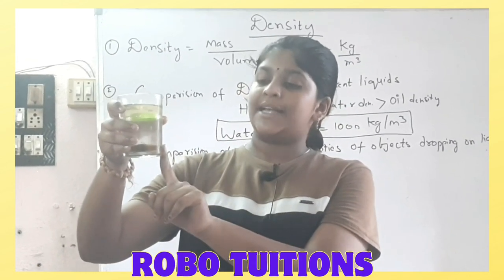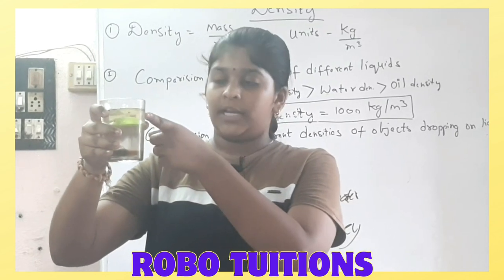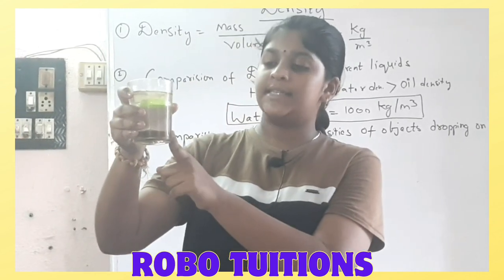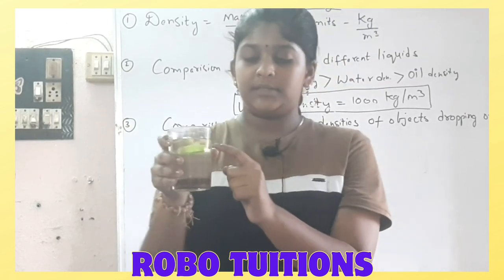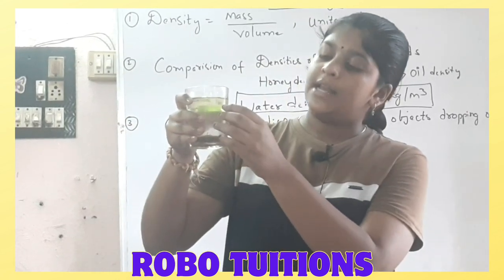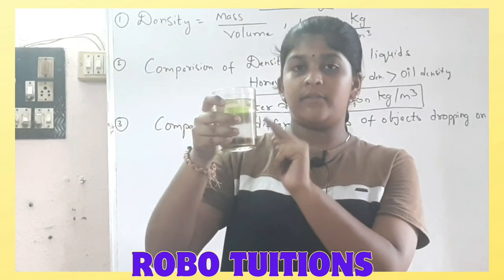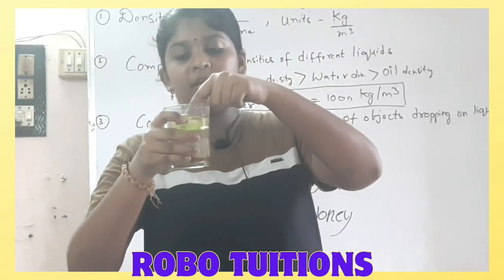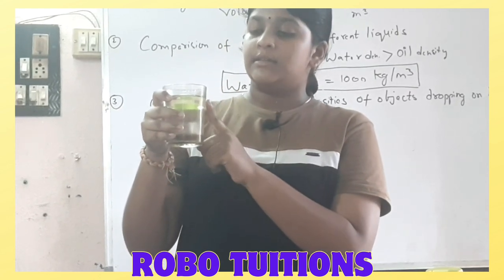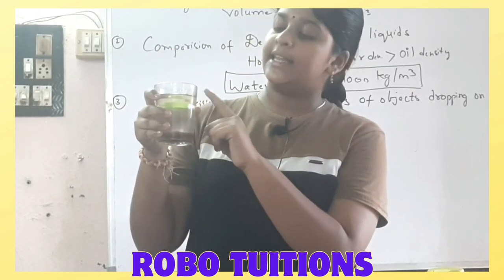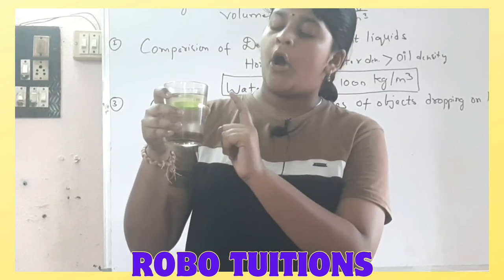The magnet has more density than water and oil. Because of that it sinks in the water. Second one, the cap. The cap has less density than water, for that it is floating in the water. Third one, the thermocol sheet has less density than oil. For that it is floating on the oil.